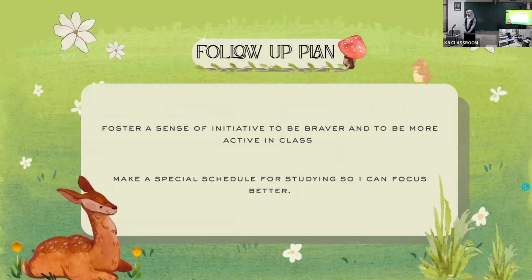Now, my plan to improve my weaknesses is I will try to foster a sense of initiative, to be braver and to be more active in class because I don't want to fall behind, and make a special schedule for studying so I can focus better.